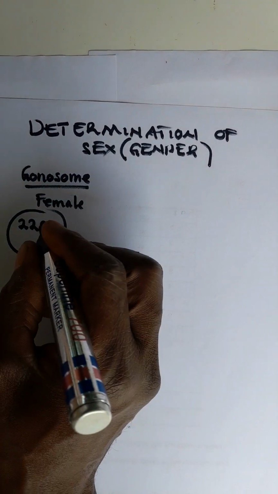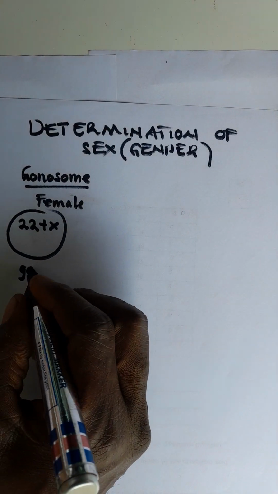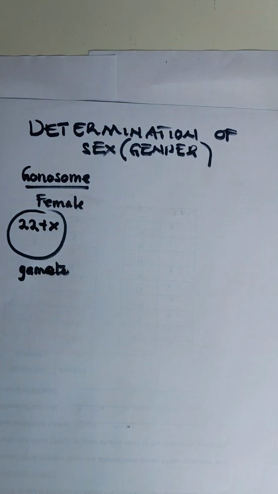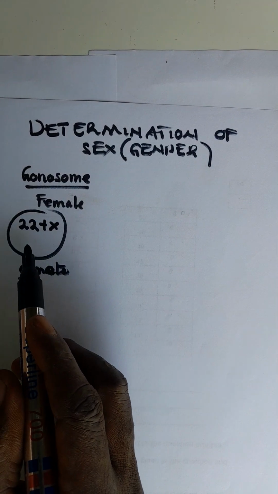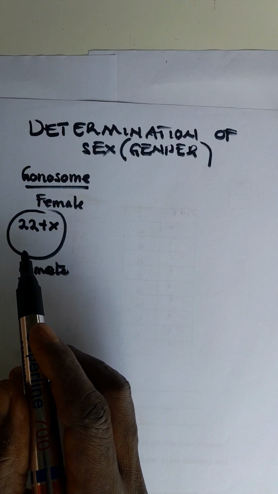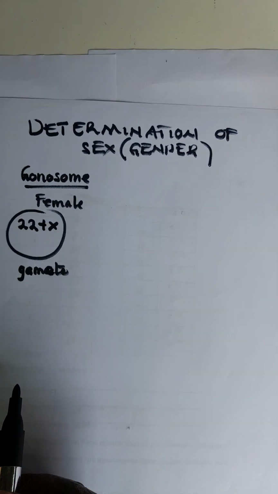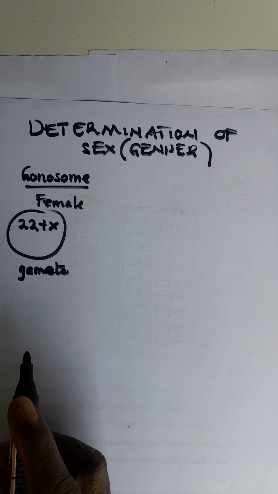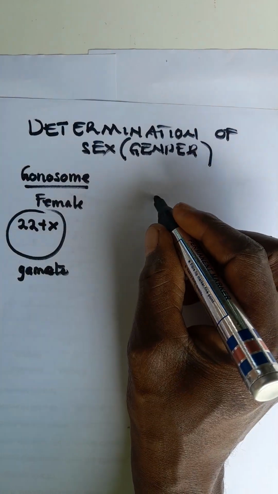plus the X chromosome. Don't forget that the female has XX chromosomes. So when the gametes form, they usually have a gamete or an ovum, which is going to have 22 chromosomes plus the X chromosome, always. So, in other words, females have only one type of sex cell, which has the X chromosome. Now, what about in males?